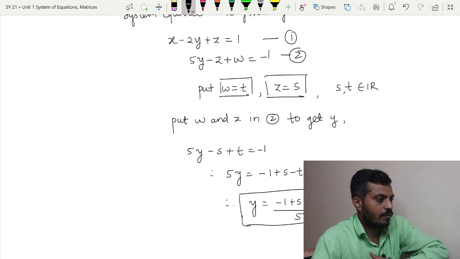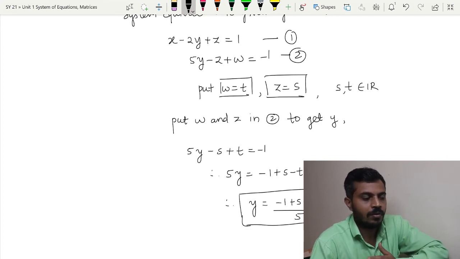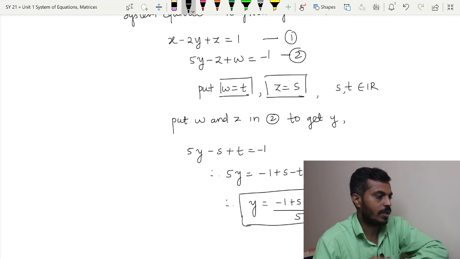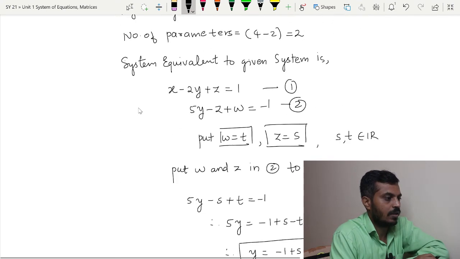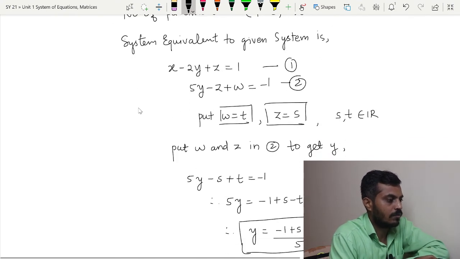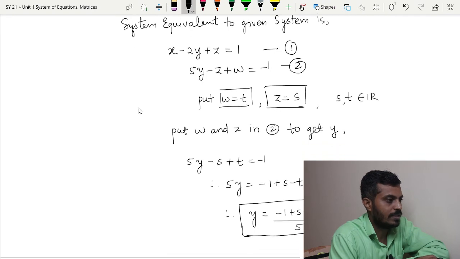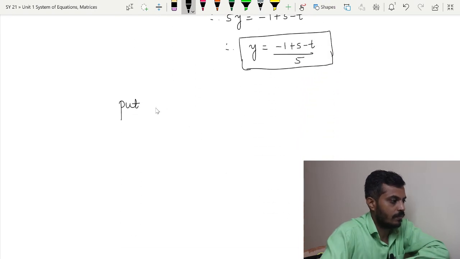So, we got y, we got w, we got z. Now, x is left out. Now, we will put the values of w, z and y in 1. I do not think we will need the value of w, we need the values of y and z. So, I will say put y and z in 1 to get x.